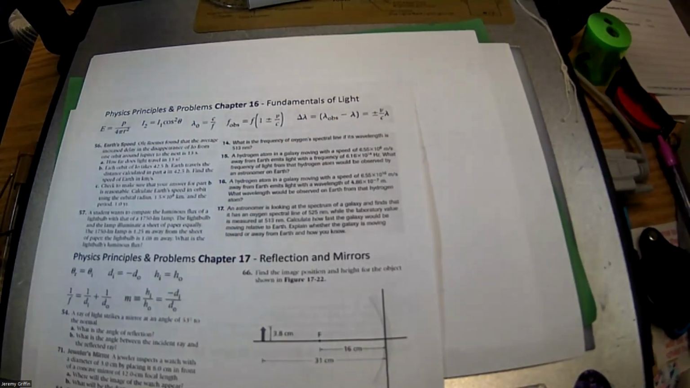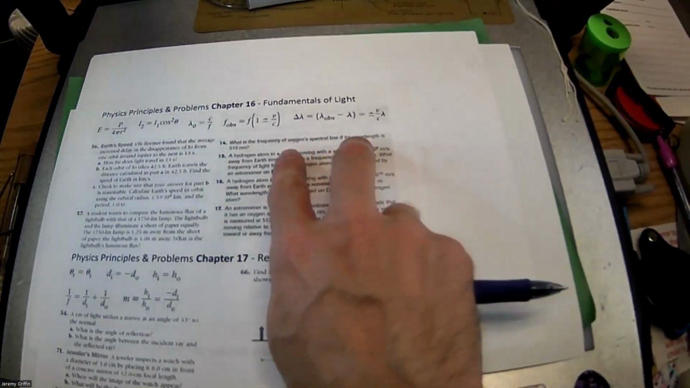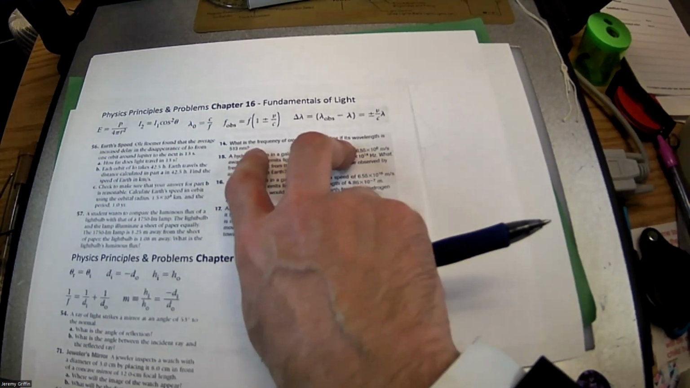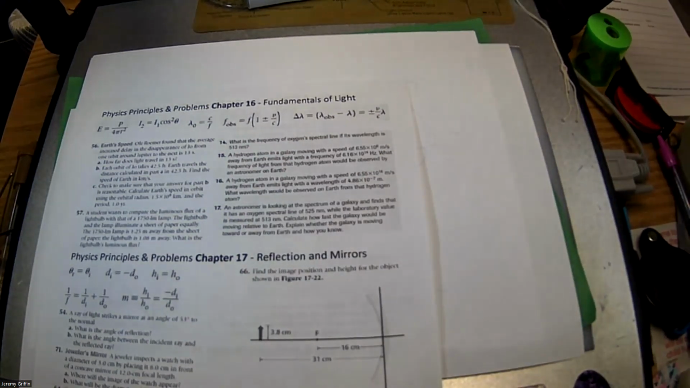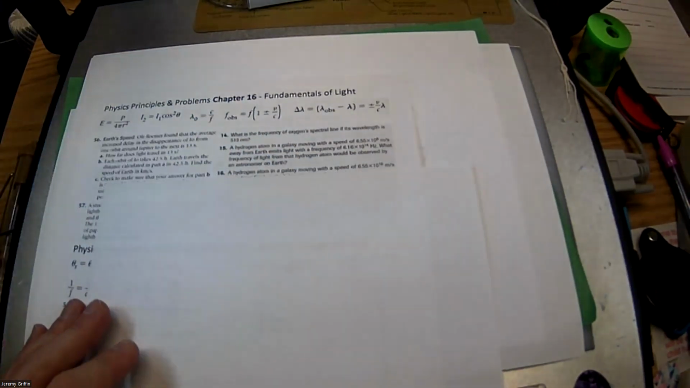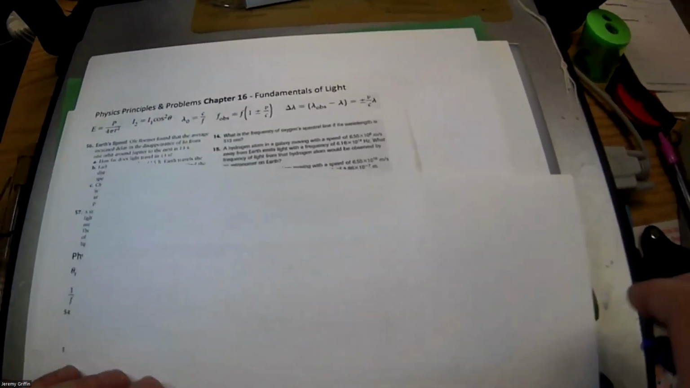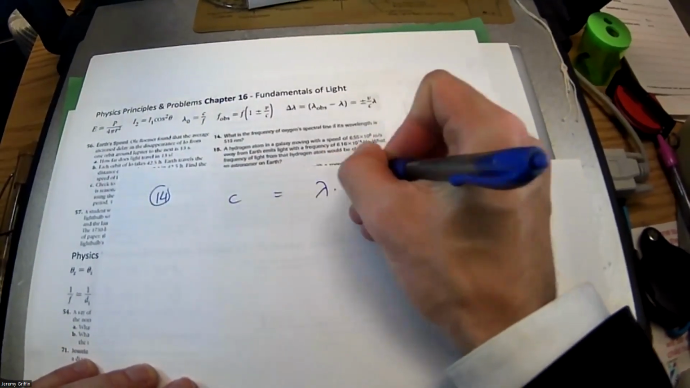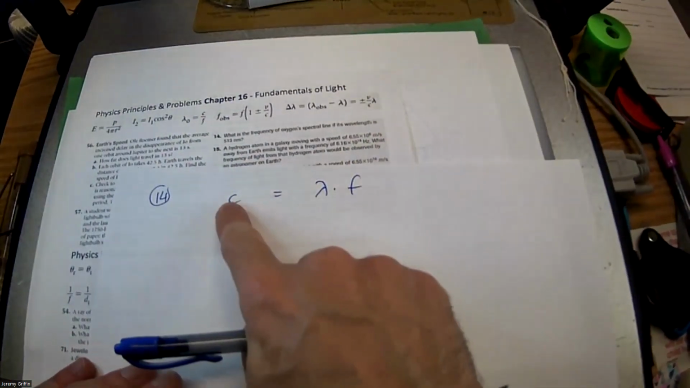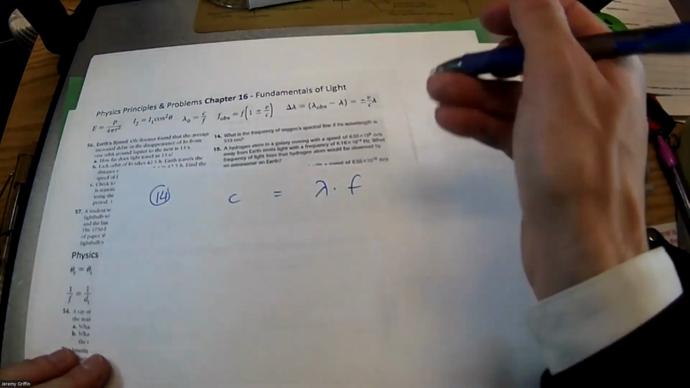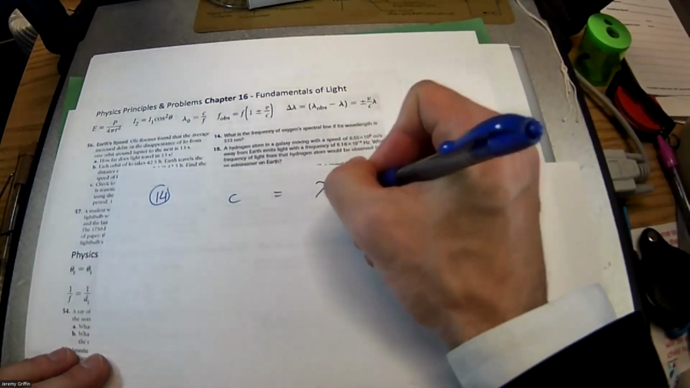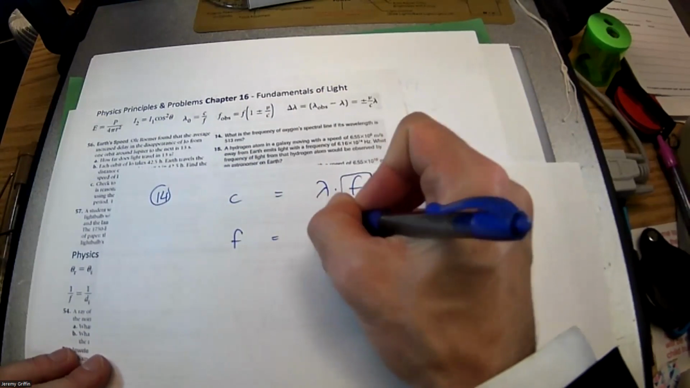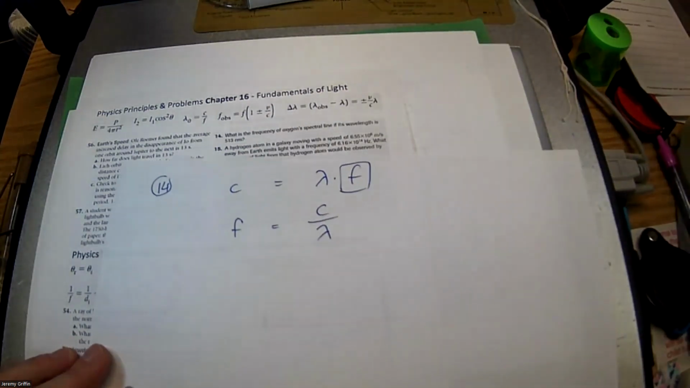Number 14. What is the frequency of an oxygen spectral line if the wavelength is 513 nanometers? They just gave us a wavelength and they're looking for a frequency. Hey, that sounds like speed equals wavelength times frequency, doesn't it? So speed equals wavelength times frequency. Now it's a special speed, the speed of light, but that's all right. So frequency has to be speed divided by wavelength.